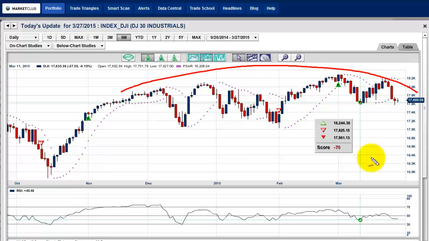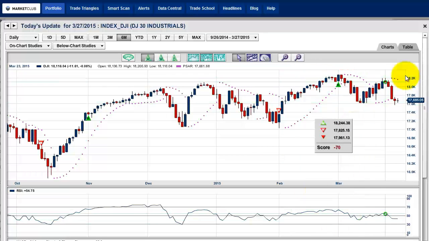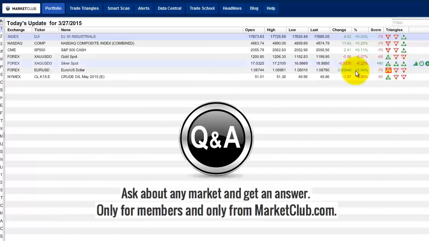So let's just take a look at our portfolio first of all. This is what I want to share with you today. Here's the portfolio, and you can see Dow, NASDAQ, and so forth. But how you read this very quickly and very easily with Market Club is this way. If you look at the first three markets right here, they all have the same picture.